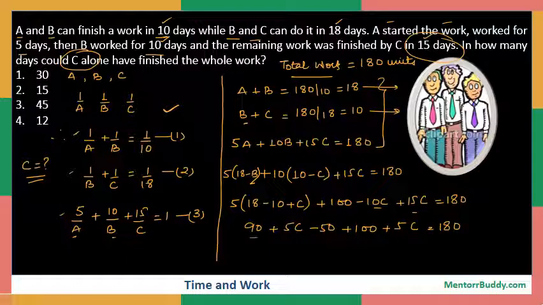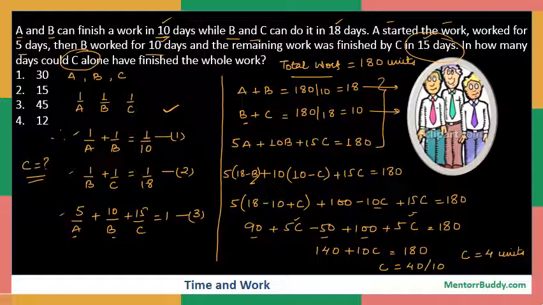Now it is 90 minus 50, that is 40, plus 100, that is 140, and then 5C and 5C gives me 10C, which is equal to 180 minus 140. If I rearrange the values, I get C is equal to 40 divided by 10, that is 4. That means C can finish 4 units in a day.